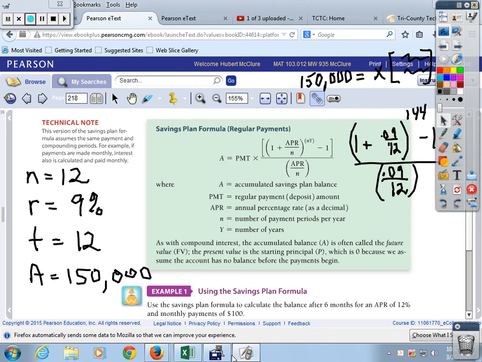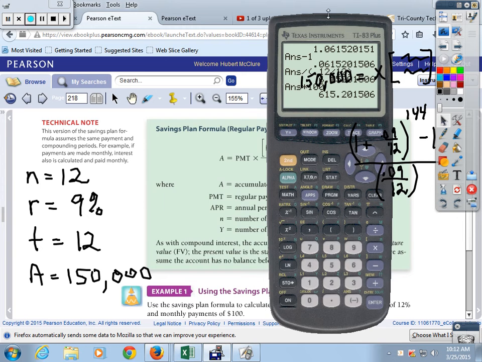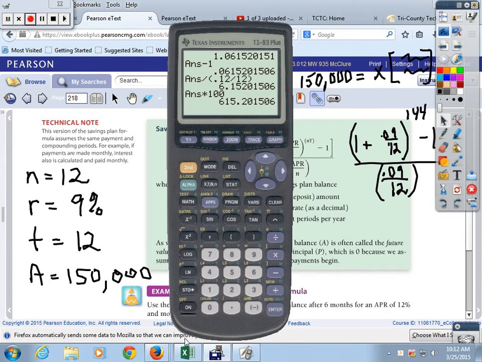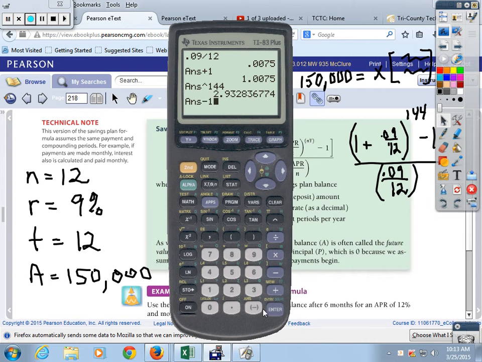So 0.09 divided by 12 plus 1, raised to the 144 power, minus 1, is that number, divided by parentheses 0.09 divided by 12. I get that number.